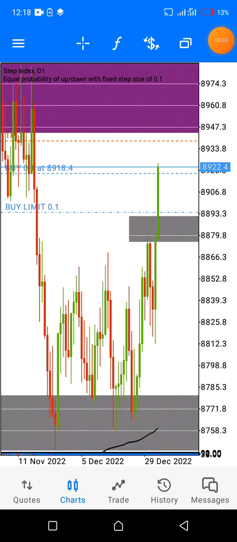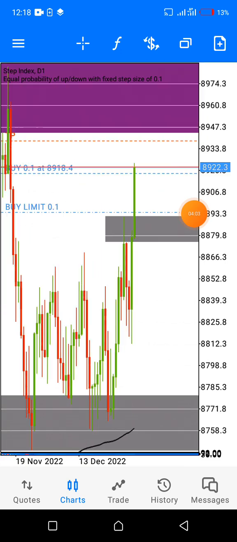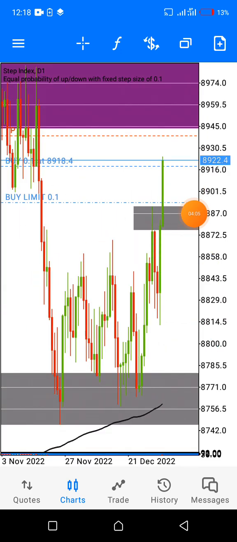I entered late because I was expecting that after breaking my zone, the market would come back to retest it, and then I would enter a buy at this place. But since I spotted this late, I just had to enter a buy. That's why I put this buy limit here, so that in case the market comes back, it will activate my buy limit and go up. So I'm just going to hold the market. I actually didn't put any stop loss here because I'm monitoring the trade.